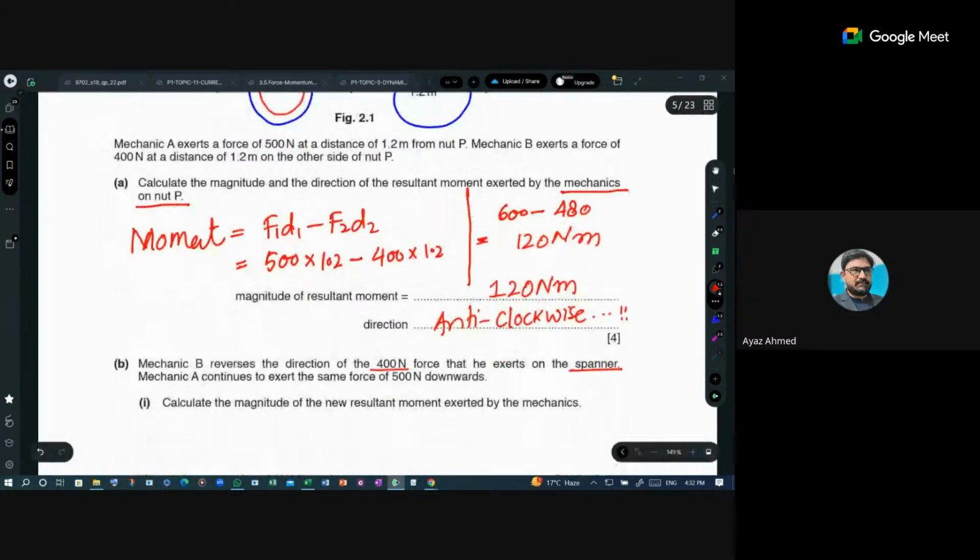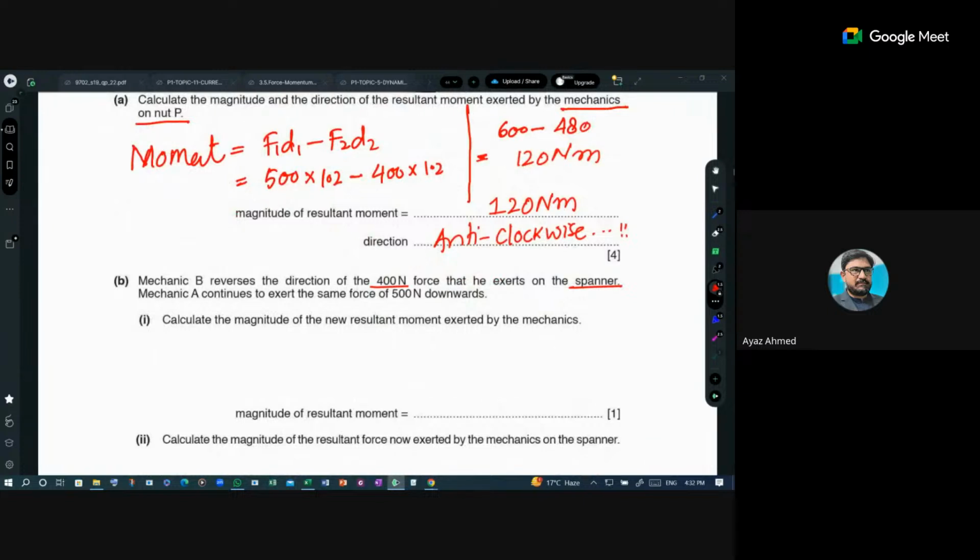Okay, now mechanic A continues to exert the force of 500 Newton downward. Calculate the magnitude of the new resultant moment exerted by the mechanics. So what will you do? This will be F1 D1 plus F2 D2. This is the new resultant moment. So F1 is the same, 400 times 1.2, plus F2 is 500.